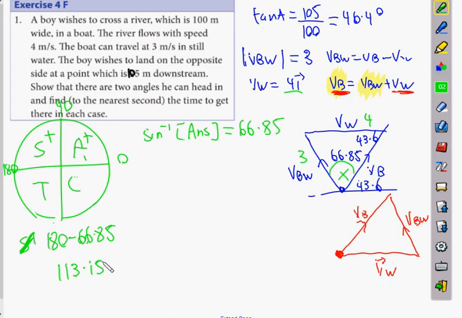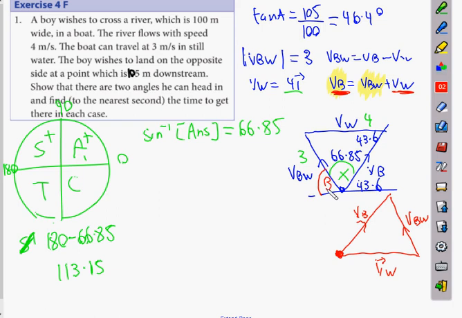113.15. Now let me explain what's going on here. We're trying to find out what direction we want to go in every time. Is that alright? What direction do we actually want to go in? Okay? So, the direction we want to go in is this direction here, B.